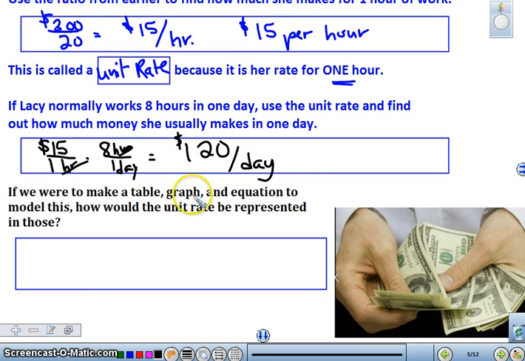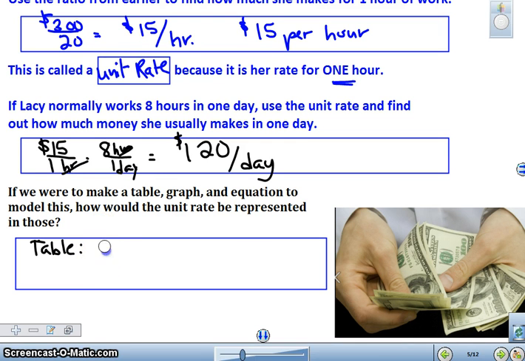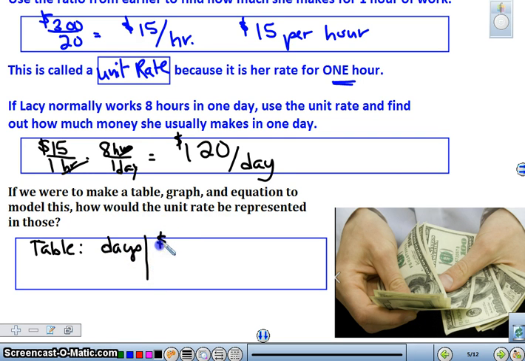It says if we were going to make a table or graph or equation to model this, how would the unit rate be used in each of those? So if we wanted to make a table, how do we show the unit rate in a table? If we are trying to show how much money she's making, if our table went by days, and then we would have salary, we would go 0, 0, 1, 120, 2, what happens next in our table? Well, we should continue to add 120 a day, right? So it should be at 240.